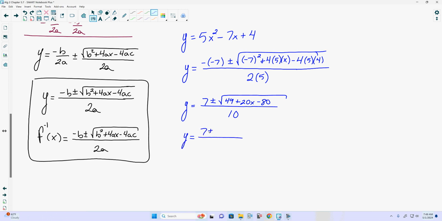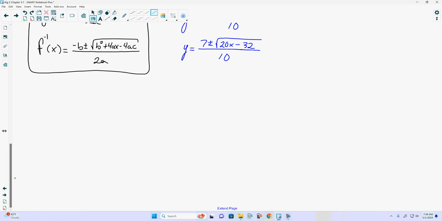Now again, we can still simplify some. So we have 20x. I like having x, that variable term first. Now our 49 minus 80 will be negative 31 over 10. And we do have this here. Now it's going to be good to make sure nothing simplifies any further. And it's mainly looking at 20x and 32.